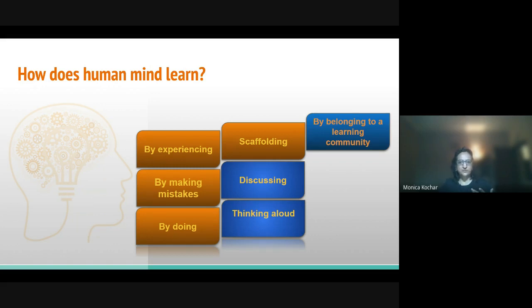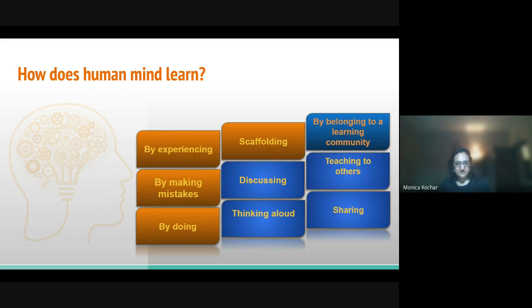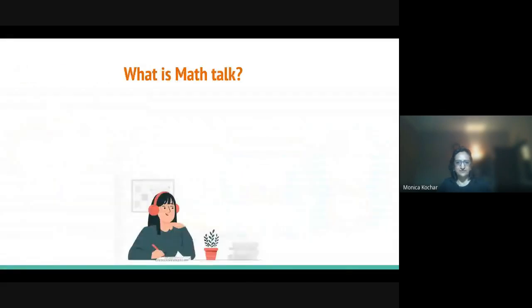A learning community is where I can ask any question freely. We learn by teaching others and we learn by sharing. So all the blue boxes are where social learning is happening. It's me talking to myself, me talking to others. Math talk belongs to the blue boxes, where there is a conversation happening about math.